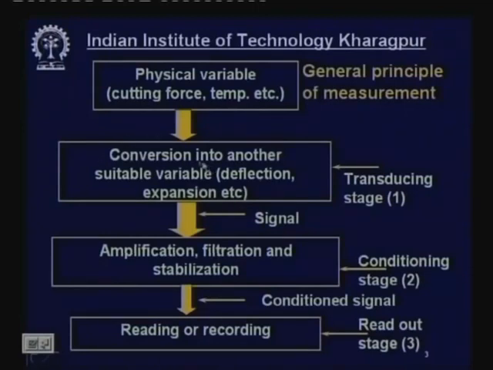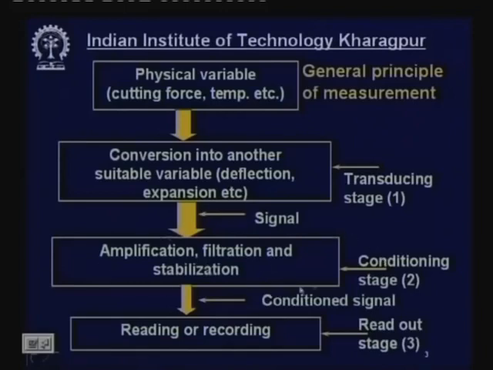This stage of conversion of the physical variable to be measured into another suitable variable which is detectable is called the transducing stage. This is stage number 1, the transducing stage. This conversion is accomplished by some transducer or sensor. They produce some signal. This signal may be voltage or current, but the signal normally produced by the transducers is very feeble and noisy. Therefore, this signal has to be conditioned properly, amplified, rectified and smoothened by some conditioning stages.